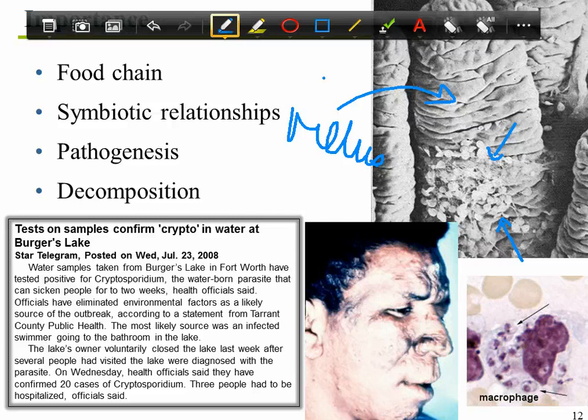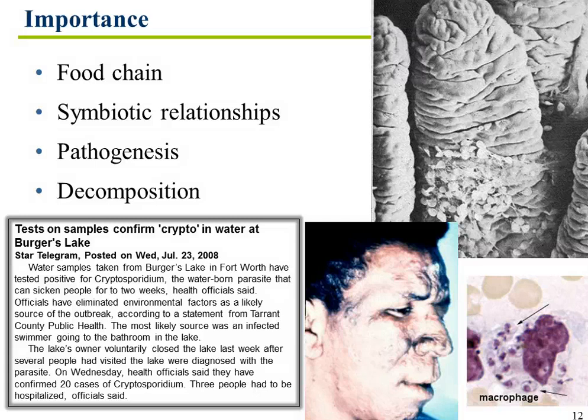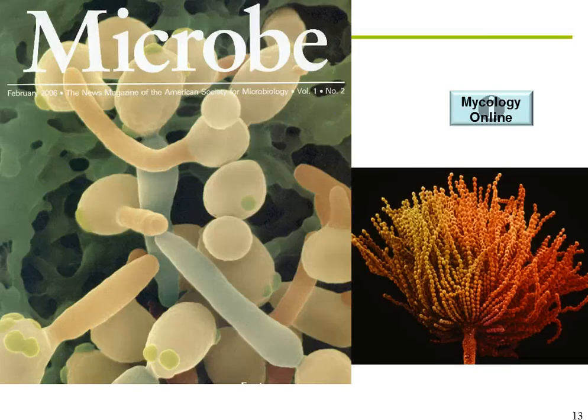Again, some of them are very pathogenic, like the Apicomplexa. Most of the protozoa are free-living, though, and they really don't cause much disease in us in the scheme of things. Okay, so let's move over to the fungi.